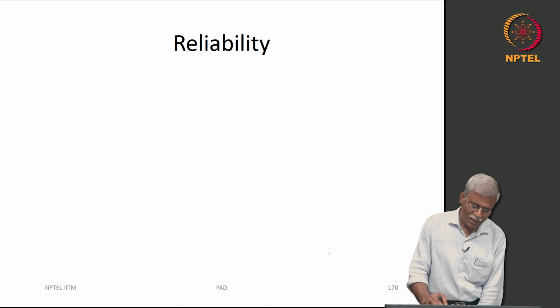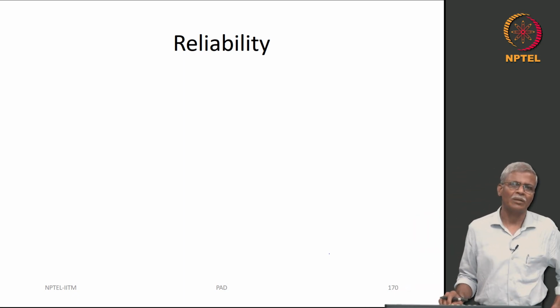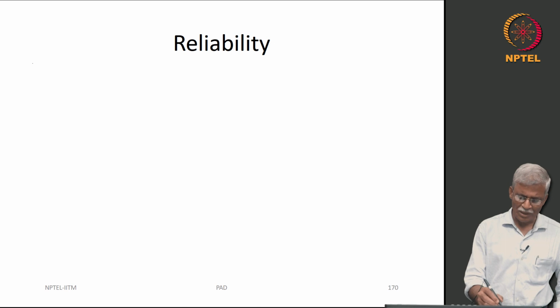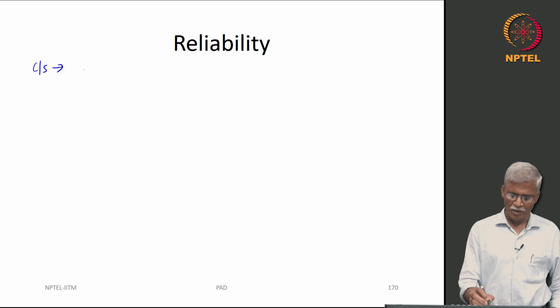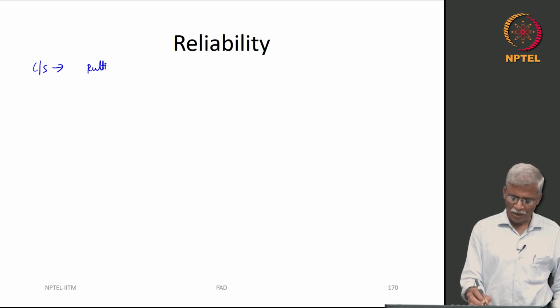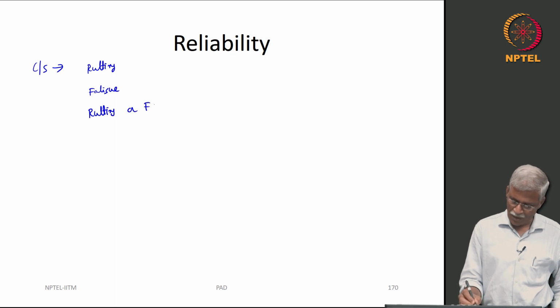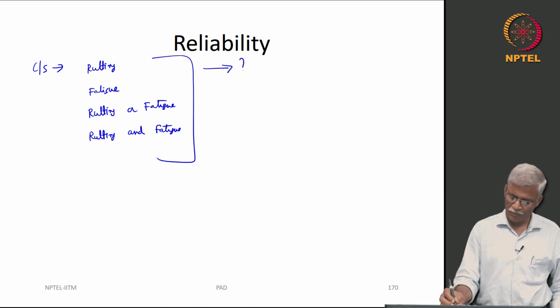And then finally, we come to the reliability part. So, what do we mean by reliability? So, let us ask the question. If we have a cross section and if it fails by, so you want to ask rutting only, fatigue only, rutting or fatigue, rutting and fatigue. So, estimate the reliabilities. Okay.